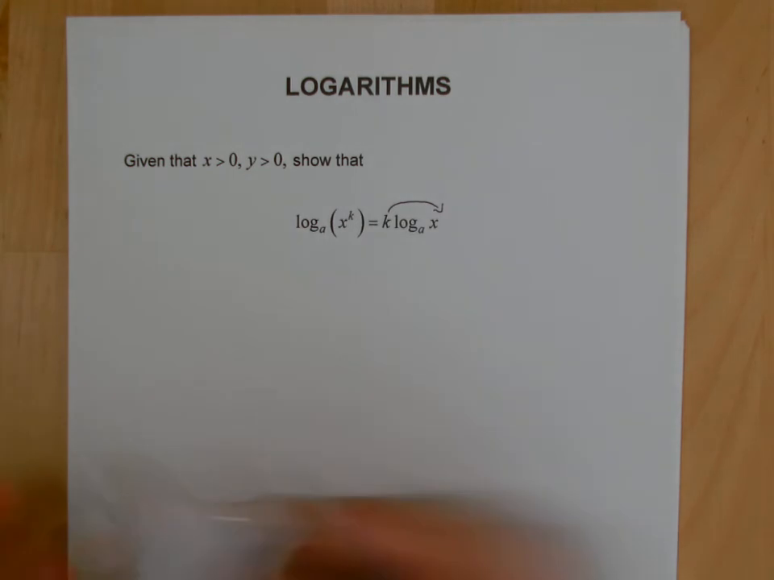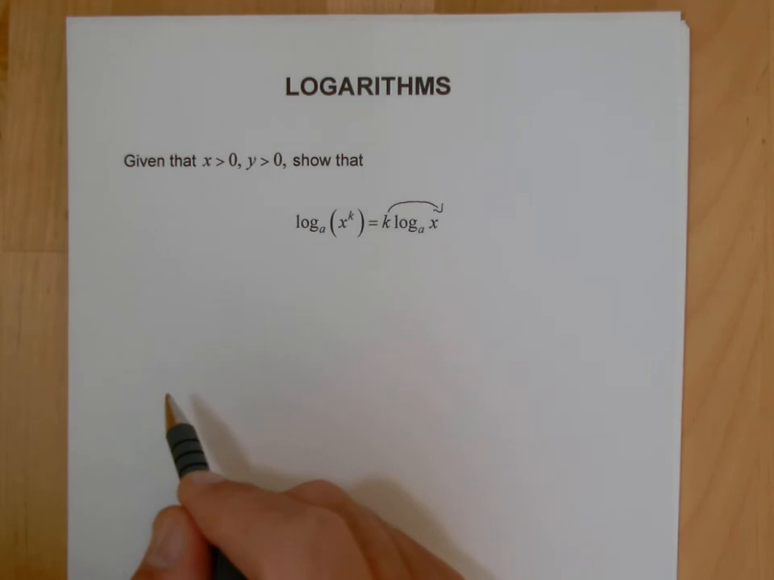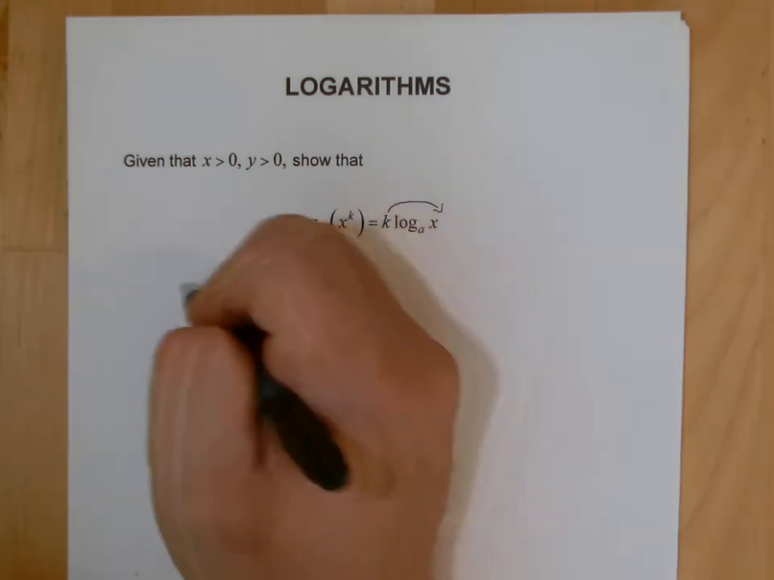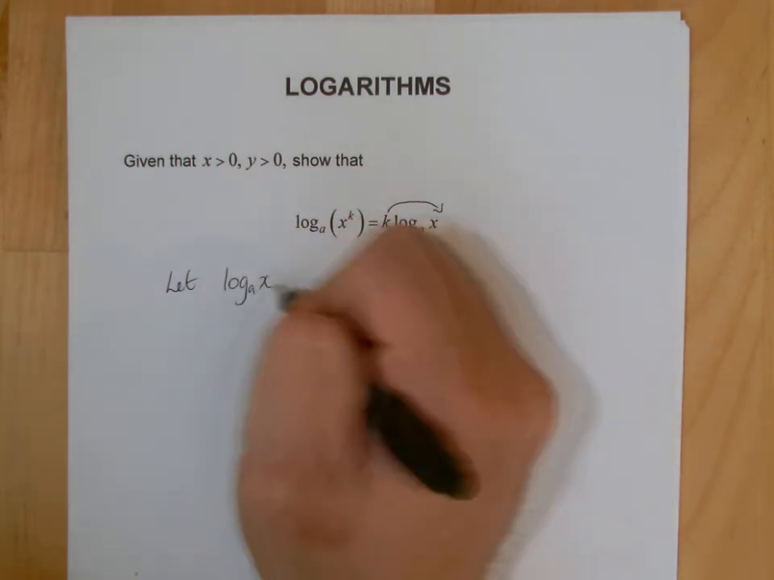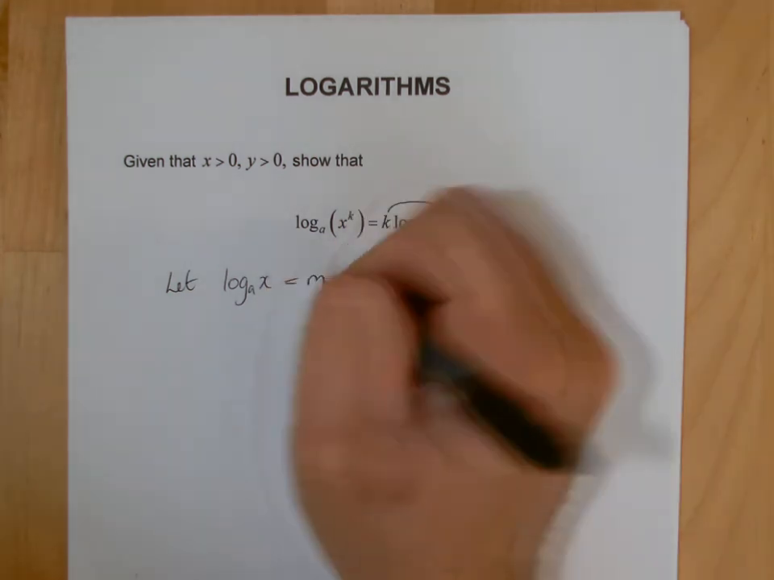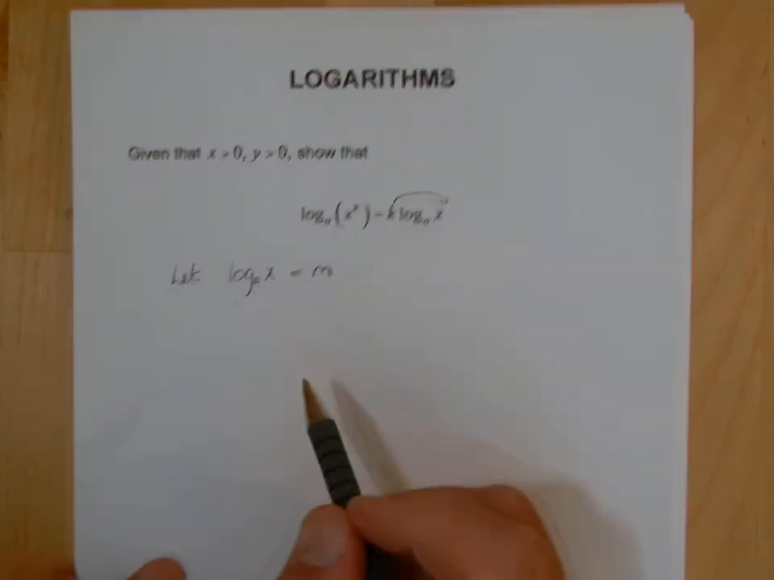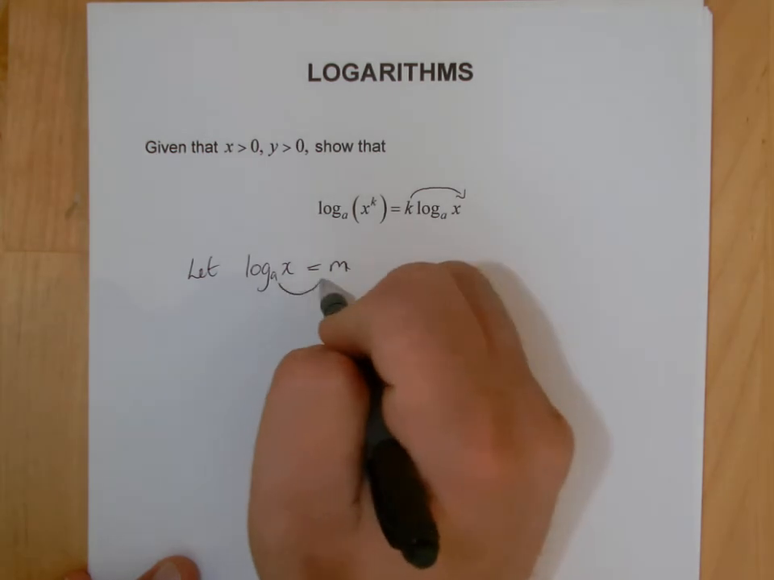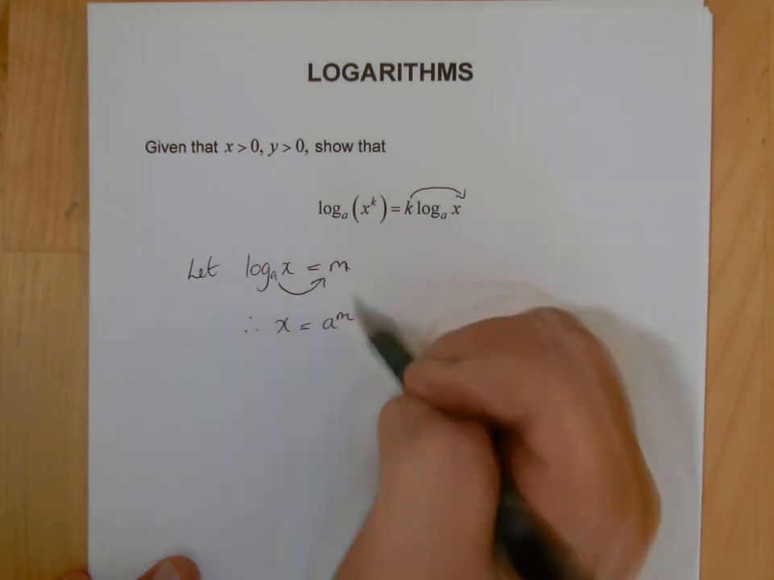Well, let me show you why it works. We'll start off with what we've got here, the logarithm. So let log to the base a of x equal m. Remember, a logarithm has got to equal something, its power, so we call it m again. And if I've got that, remember what I can do is get rid of the logarithm. I can swing that base over, and I'm left with x equals a to the power m.